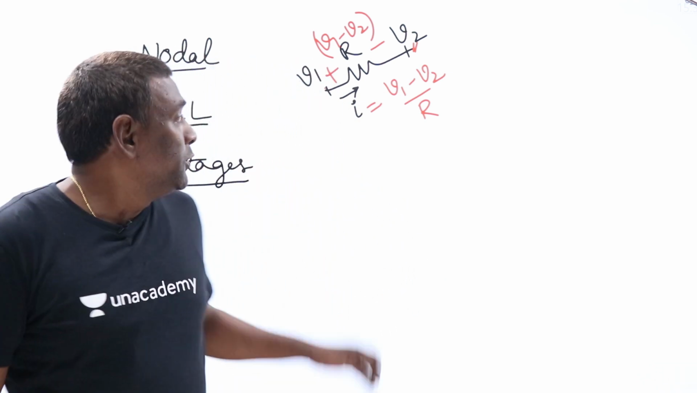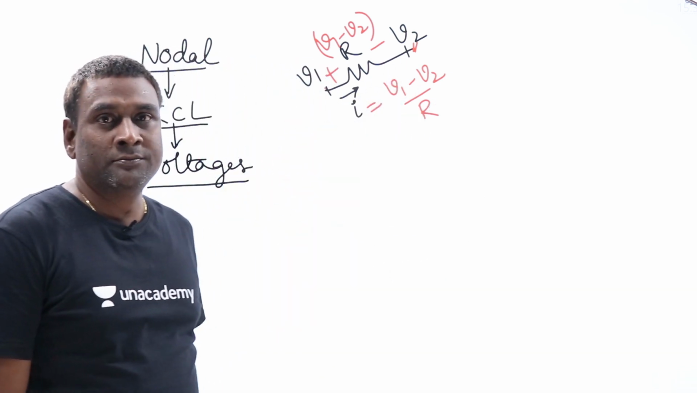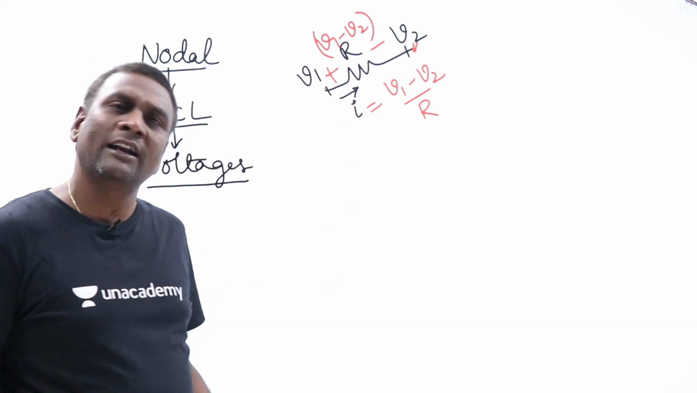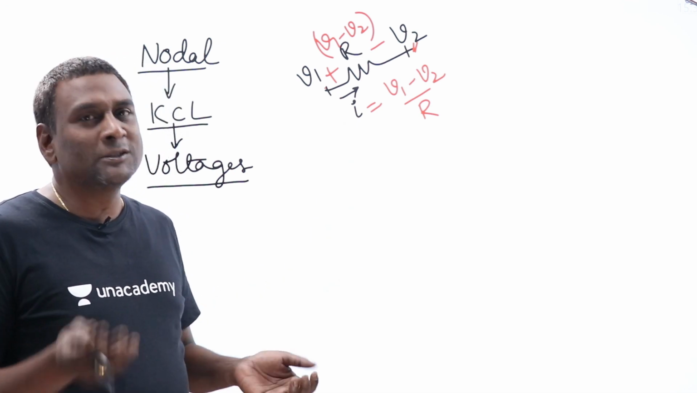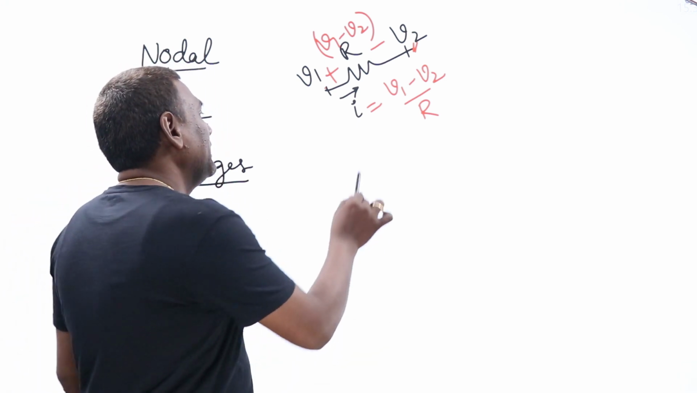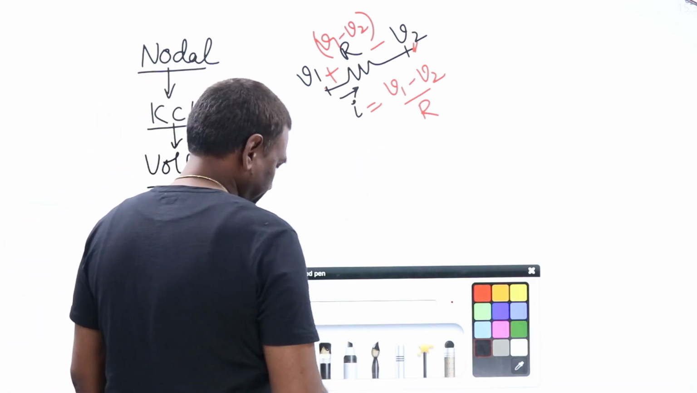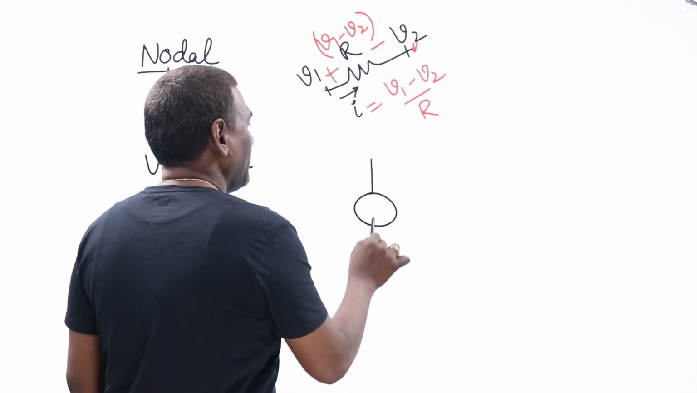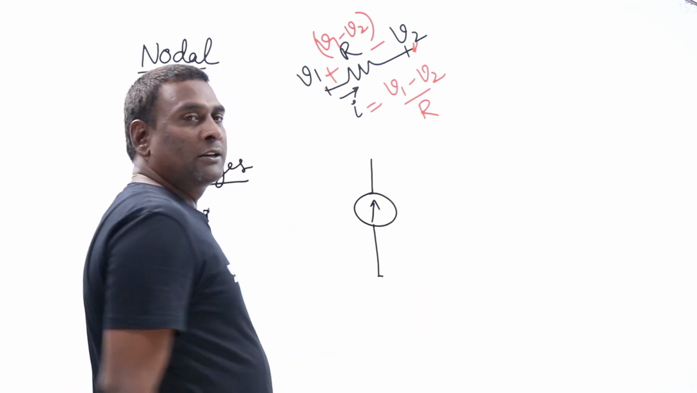Okay, meaning that if you know voltages at each and every node, current can be found. If you know voltage and current, power can be found, and that power absorption or delivery can be found. For example, let me have a current source, let me have a current source like this.